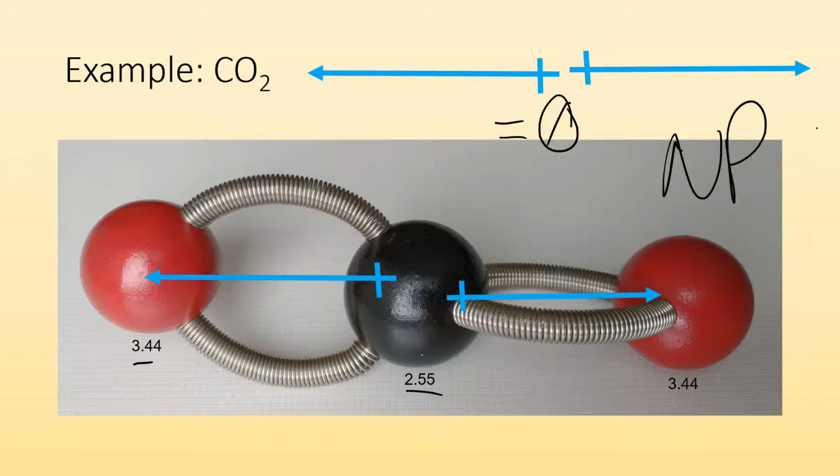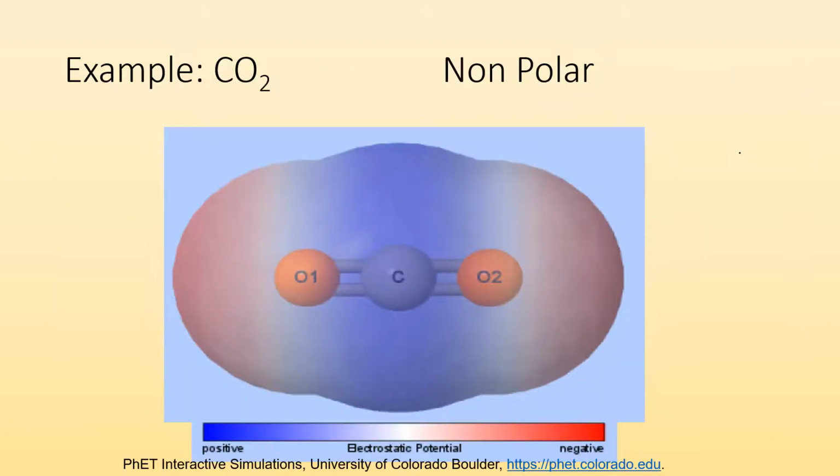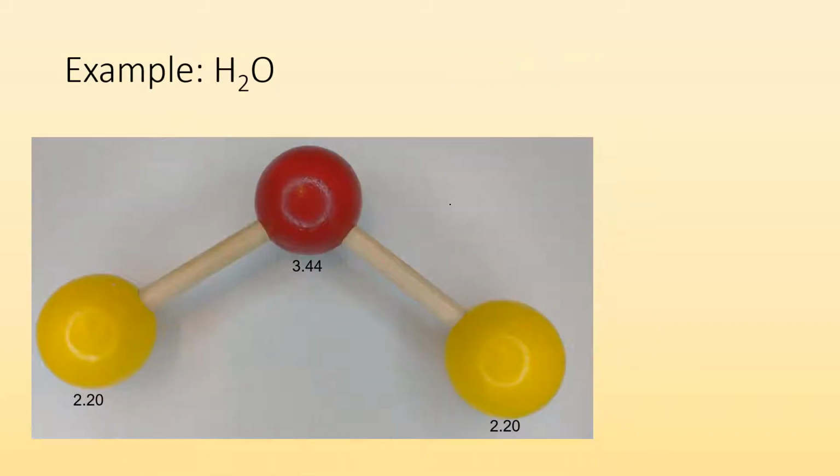Even though there's polar bonds, the whole molecule is non-polar. So if we take a look at the electrostatic potential of this molecule, you can see there's no positive or negative pole, or north and south pole like on a magnet. So we call this non-polar, right? There is a region where it's slightly more negative and slightly more positive, but it's not polar. There's no north pole, south pole, positive pole, negative pole.